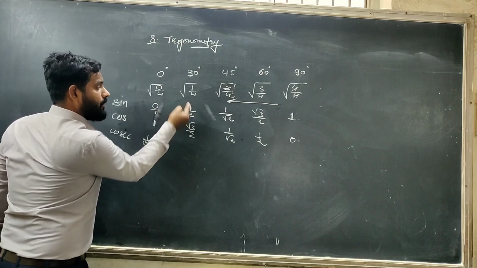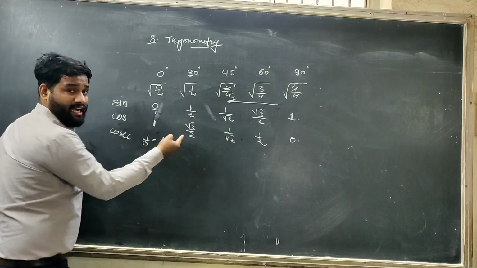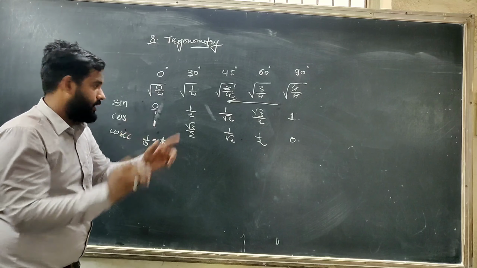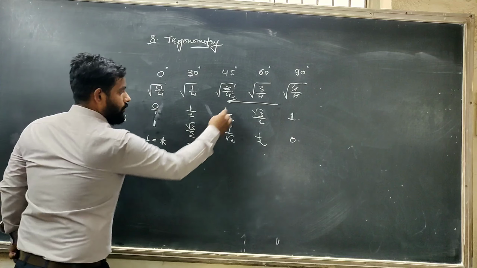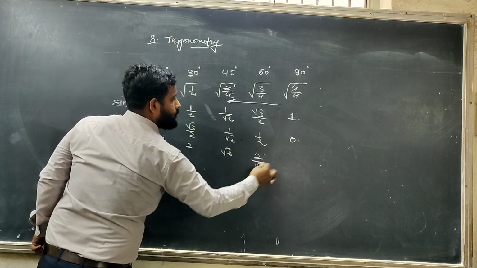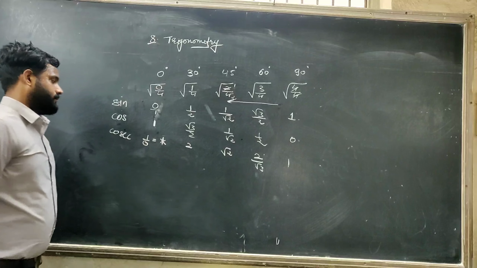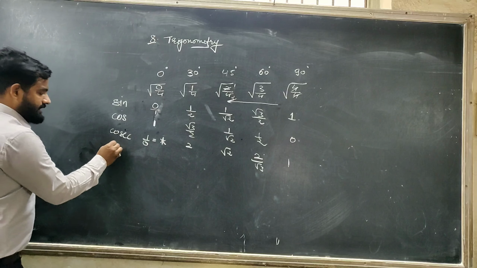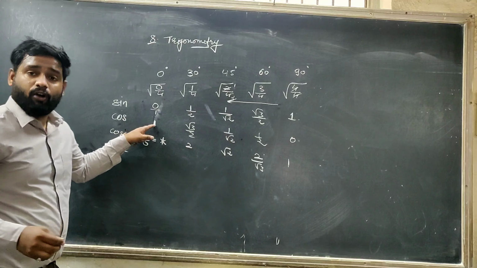1 by 2, do the reciprocal of this, because cosec is 1 upon sine. Whatever sine value is there, take its reciprocal. 1 by 2 will give you 2, 1 by root 2 will give you root 2, root 3 by 2 will give you 2 by root 3, and the reciprocal of 1 is going to be 1. Right? For sec, you have to do the reciprocal of cos.